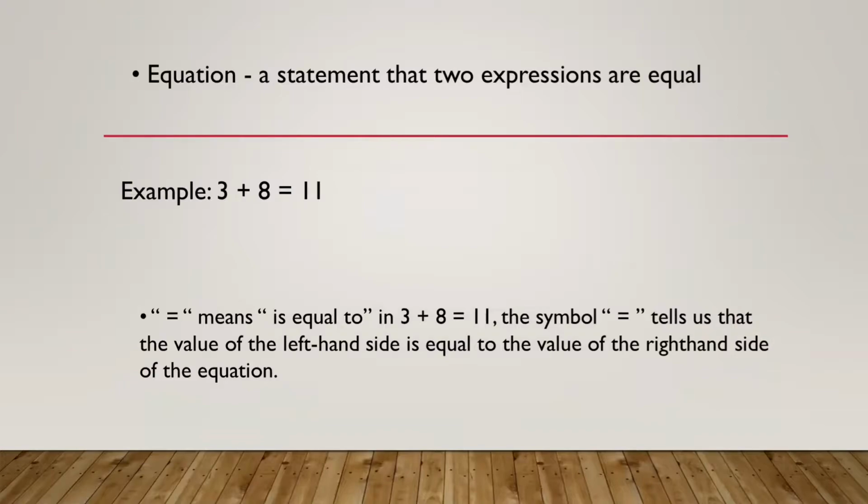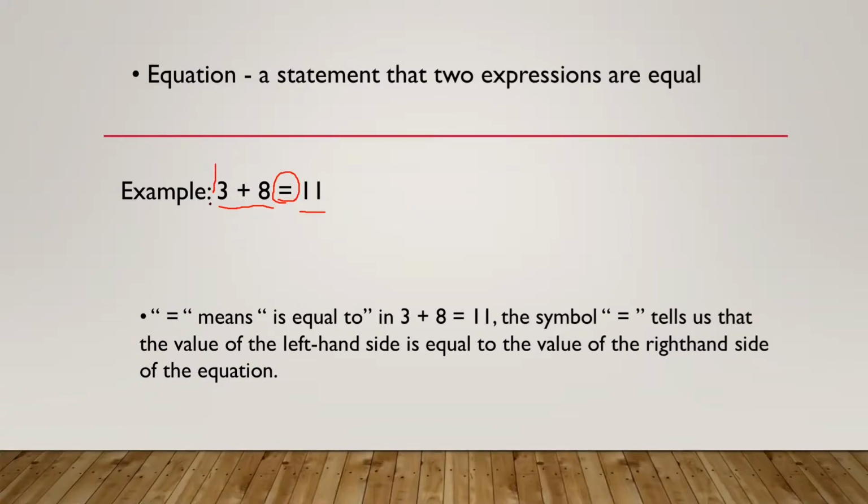The equal symbol tells us that the value of the left-hand side is equal to the value of the right-hand side of the equation. First, let me show you where the left and right-hand sides of the equation are. The left-hand side of the equation is this 3 plus 8. And the right-hand side is the 11. So, before the equal sign, yun yung ating left-hand side of the equation. And after the equal sign, that is the right-hand side of the equation.